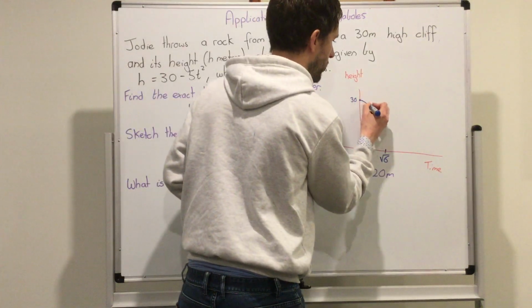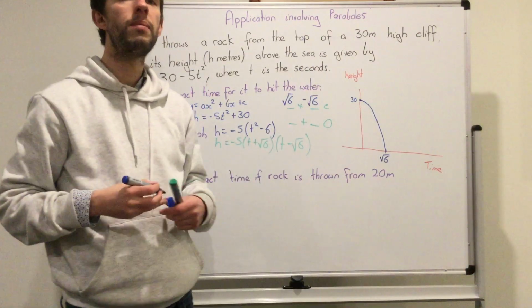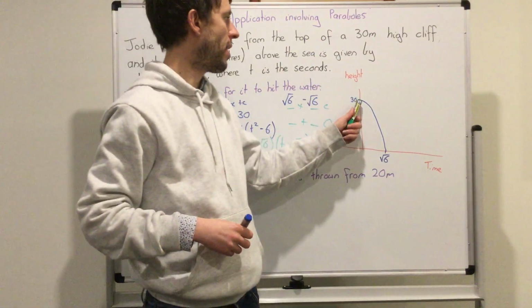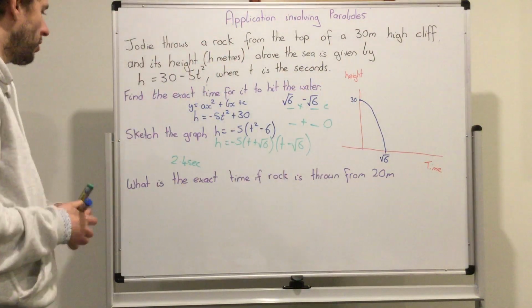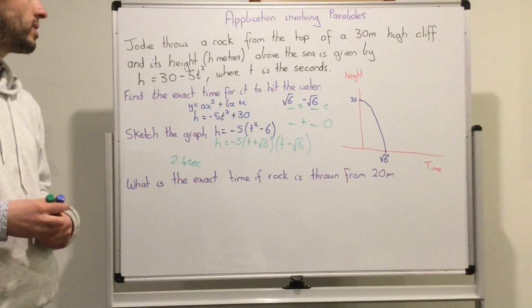Now we've partly sketched the graph. Because I've got my two points, I can go down. I ignore this side here of the parabola because we're talking about time, and time starts from 0. What is the exact time if the rock is thrown from 20 meters?